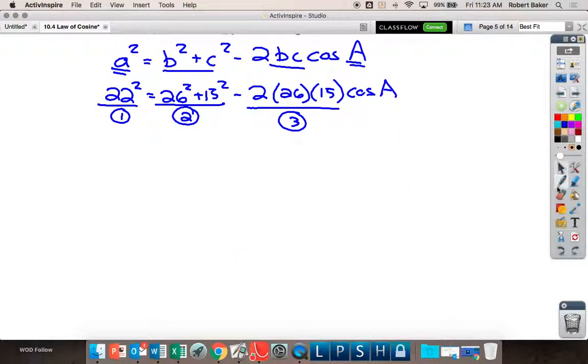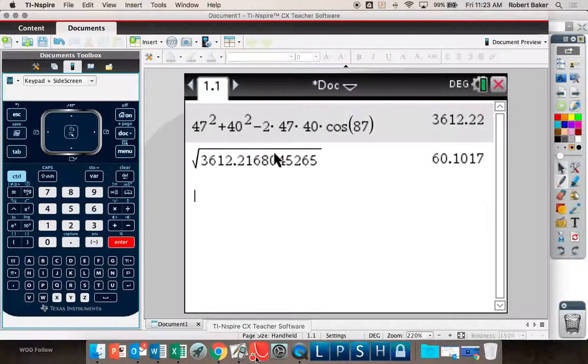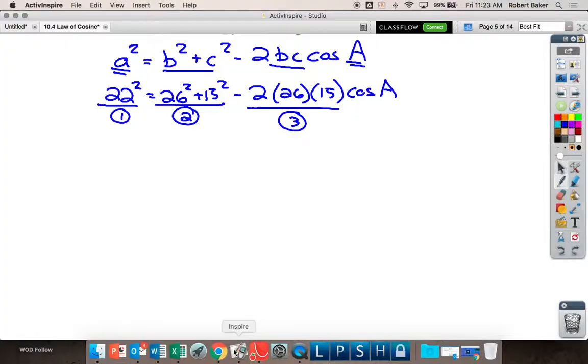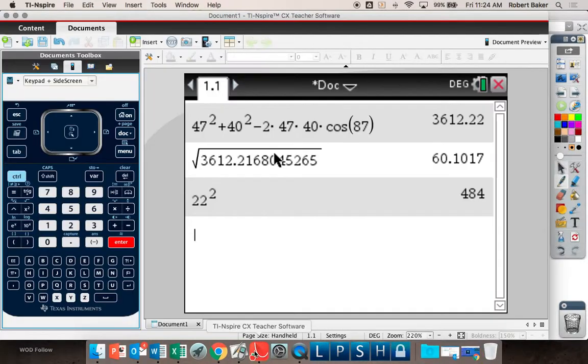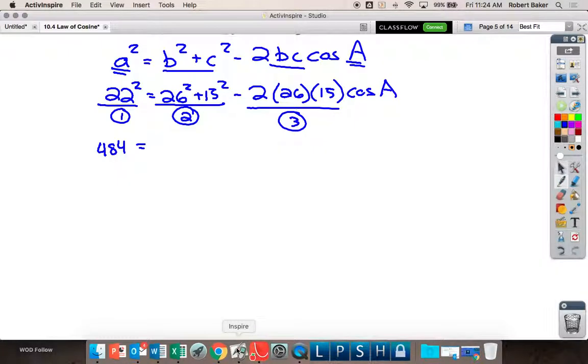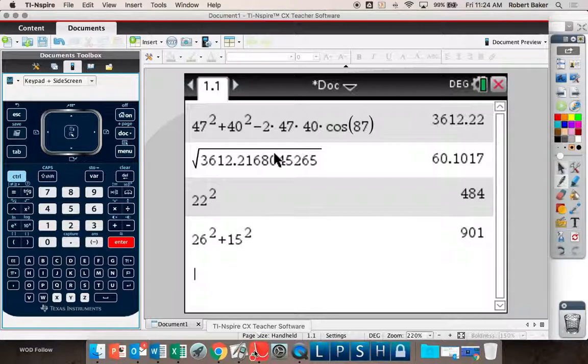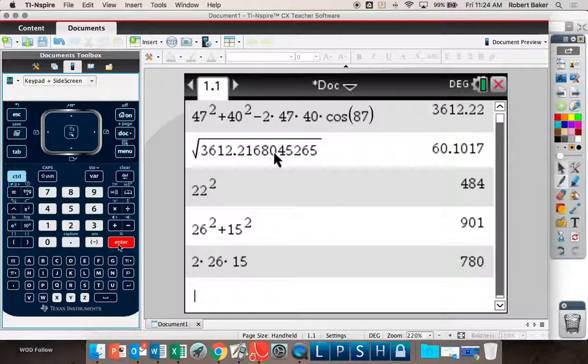Okay, so 22 squared. Here's how I do it. 22 squared, 484. I go back to my work and I say this is 484. I'm going to simplify these two: 26 squared plus 15 squared. 901. Minus 2 times 26 times 15. 780.